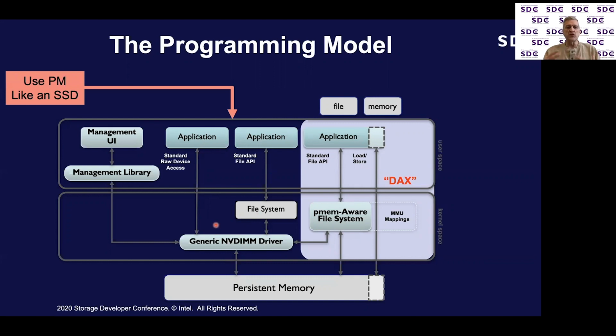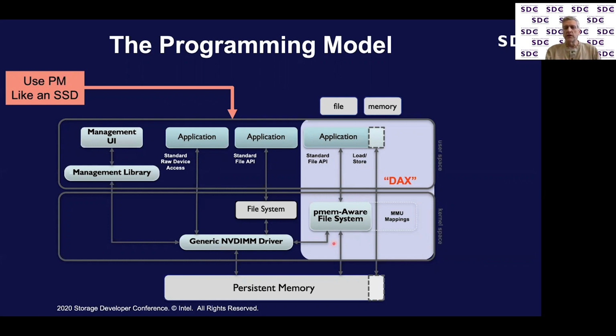So in this middle path here, where things aren't modified, they just think they're talking to storage, I like to say, you're just using persistent memory as if it's an SSD, a simple storage device. It just happens to be really fast, low latency, and so on. So not too interesting there because there's not much to do. You just use the standard storage APIs like you always have.